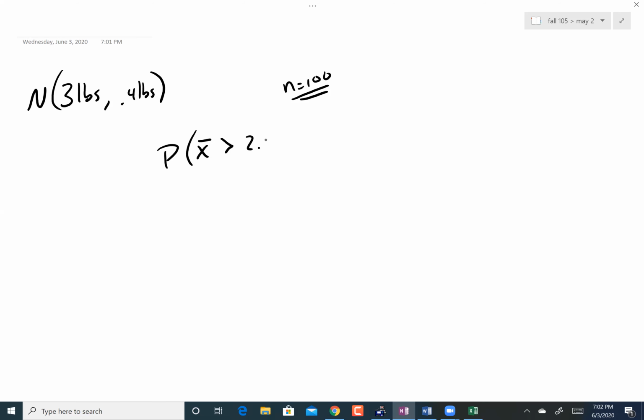Question 12: the platypus, normally distributed with a mean weight of 3 pounds. I wonder if I actually looked that up. I don't remember if I did or not. 3 pounds, 0.4 pounds standard deviation. Okay. So a sample of 100 is collected. This is important. 100 is collected and weighed. What's the probability that X bar is greater than 2.86 pounds? Remember, this is the central limit theorem.